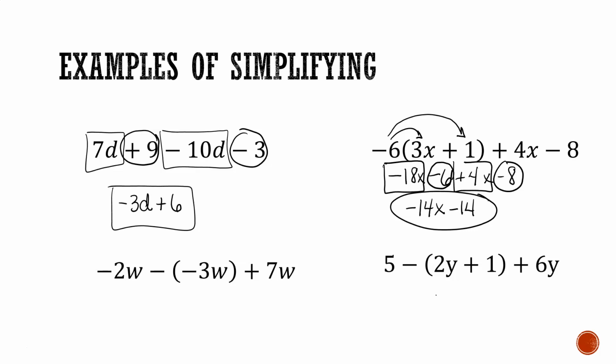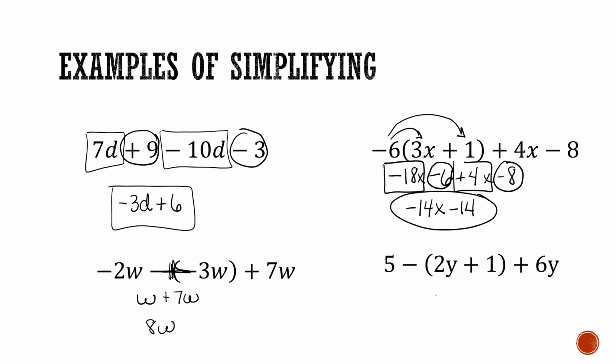The next one that you have written on the bottom of your page is negative 2w minus negative 3w plus 7w. So I'm going to make this two negatives, make a positive. So I have negative 2 plus 3, which is w, plus 7w. Yeah, this is a repeat. So this is 8w.